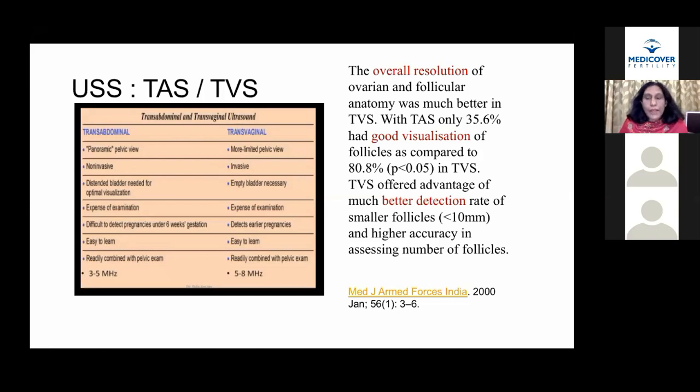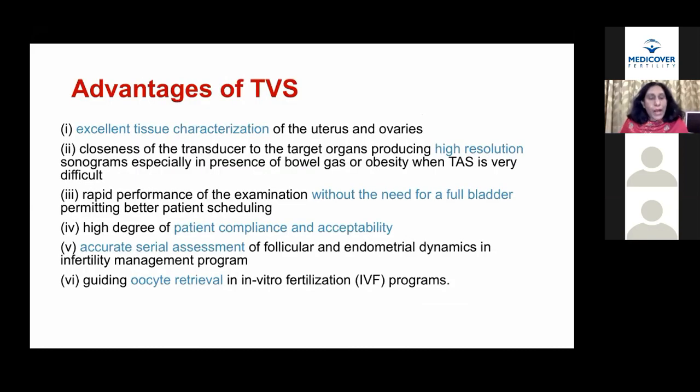So if we compare TAS, that means transabdominal, with transvaginal, this is one of the studies which show that if we see 30% good visualization in transabdominal, then in transvaginal it is 80%. It offers a much better detection rate of even small follicles and a higher accuracy. So the advantages are that the tissue characterization is much better with the transvaginal.